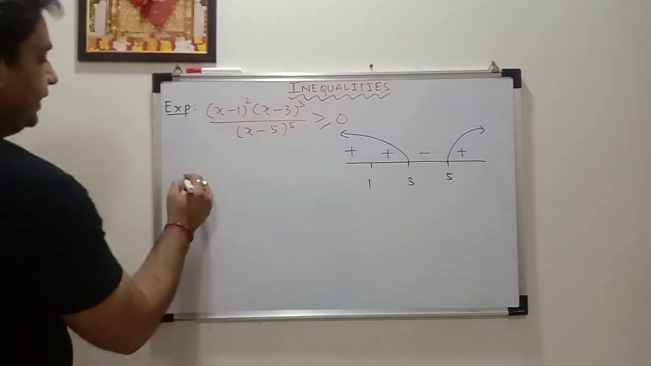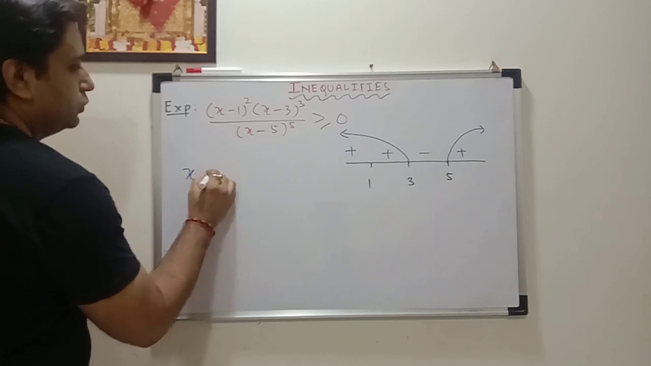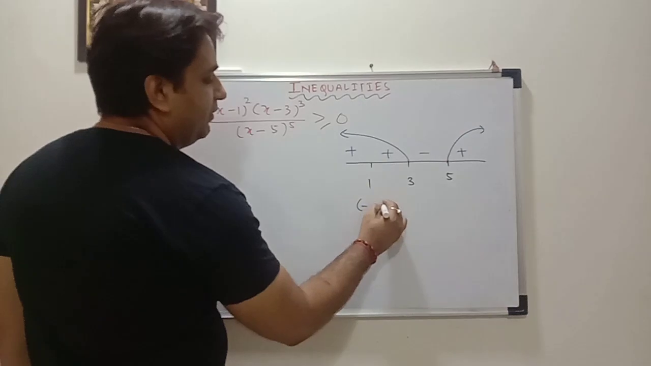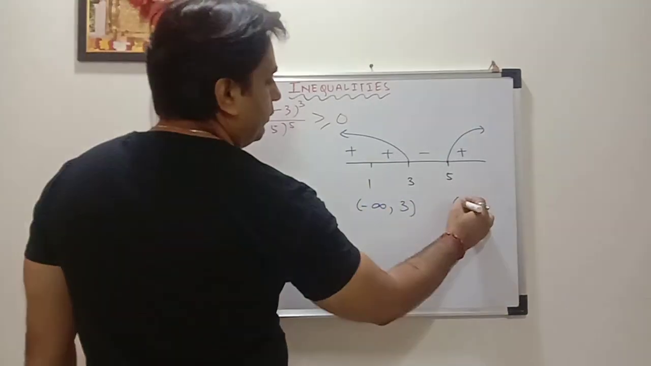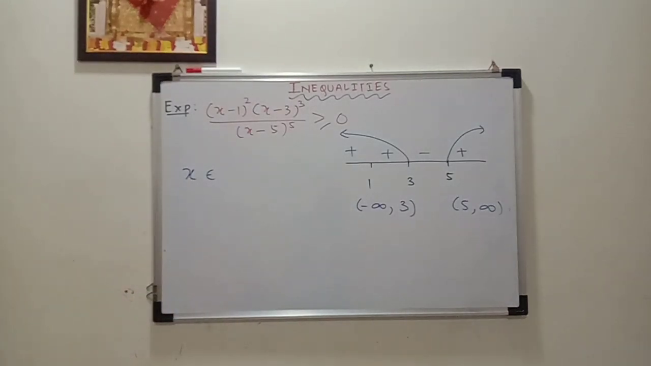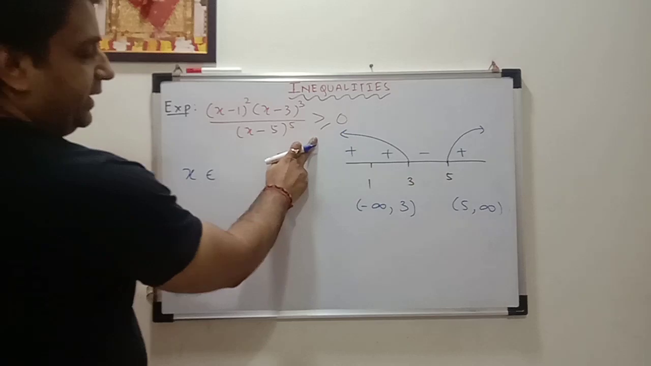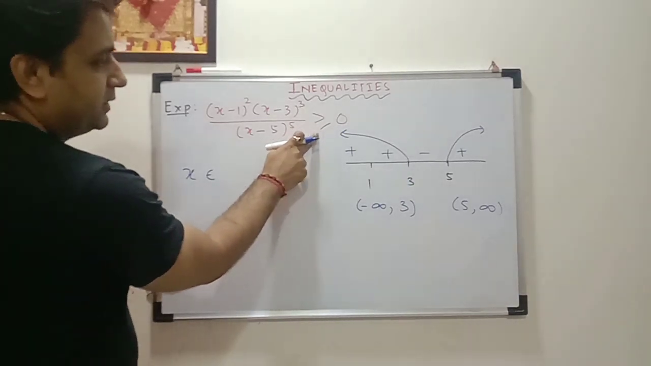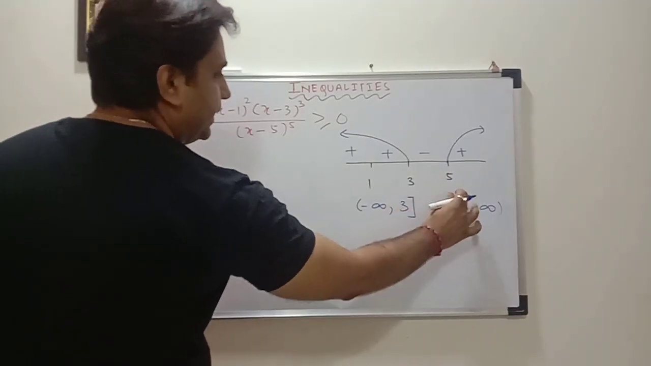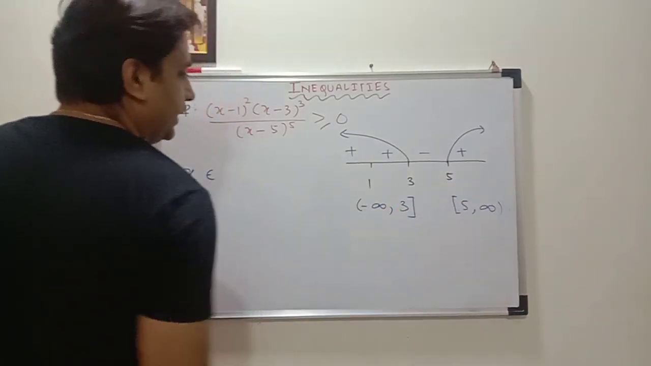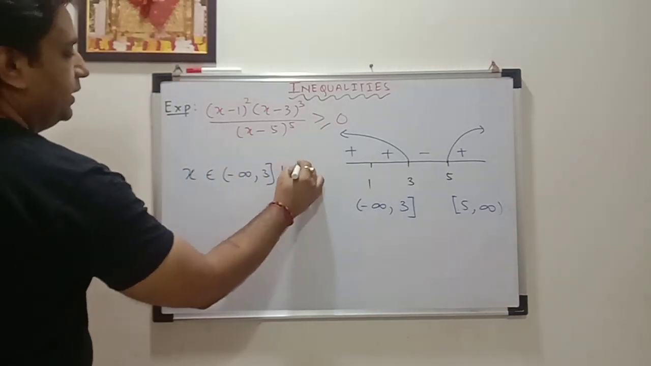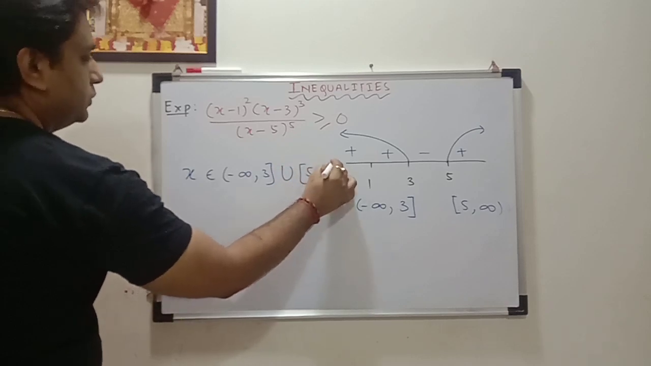Once you write the interval of x, x belongs to, one interval is: you can take minus infinity to 3, and the other is from 5 to infinity. Correct? Two values are given, but what is important is that the equal to sign is given here. Correct? So if the equal to sign is given, we need to put a closed bracket. So it will be like that. So x belongs to (minus infinity, 3] union [5, infinity).